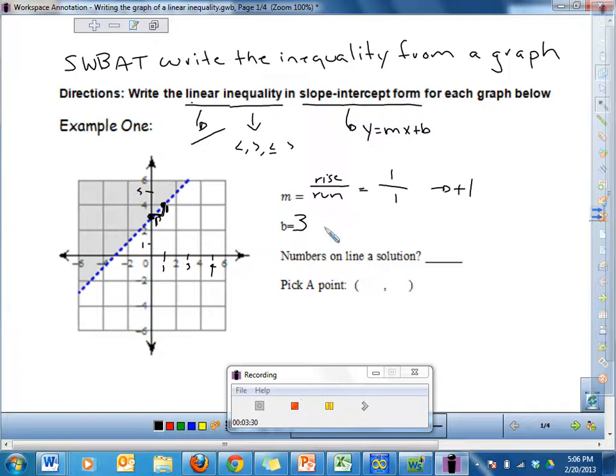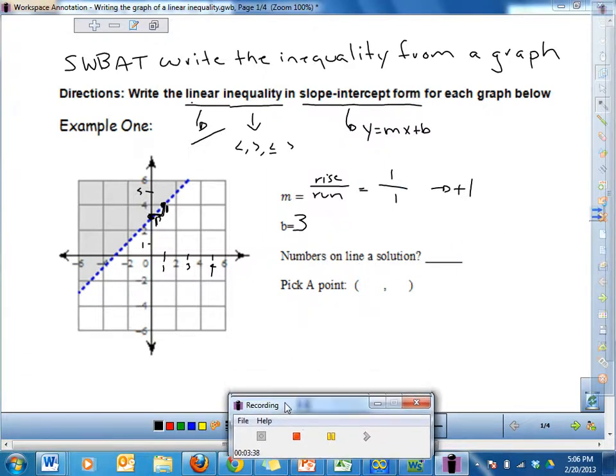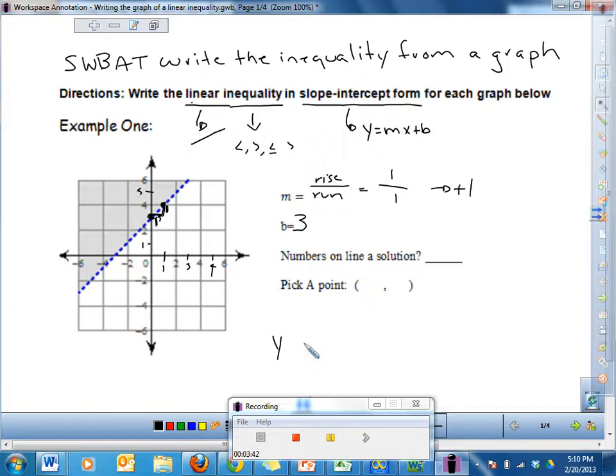Alright, now we have m, we have b. We're going to start to put together our equation. So we're going to write y, leave this blank for right now because we'll put an inequality symbol. My slope is 1, so 1x plus 3. Now, we need to figure out what sort of inequality symbol will go here. Will it be a less than? Will it be a greater than? The first thing we need to do is look at the line and see whether it's dotted or dashed. Remember that for a less than or a greater than, we use a dashed line. If it's a less than or equal to or a greater than or equal to, we use a solid line.